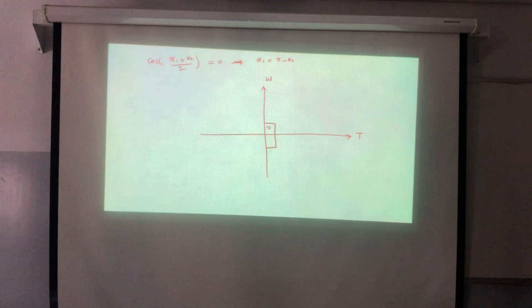Converter number 1. So here Q1, Q2. Simply, here the voltage is positive or negative? Positive. So alpha 1 will be less than pi over 2. Okay, and alpha 2 will be what? Pi minus alpha 1.